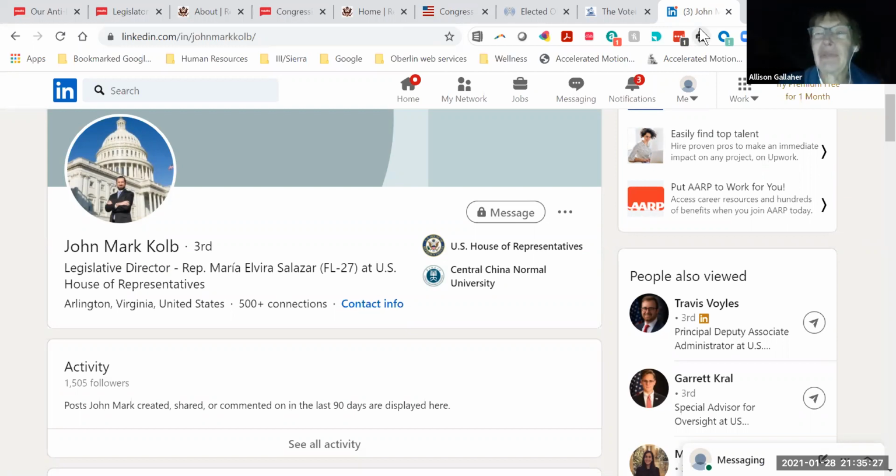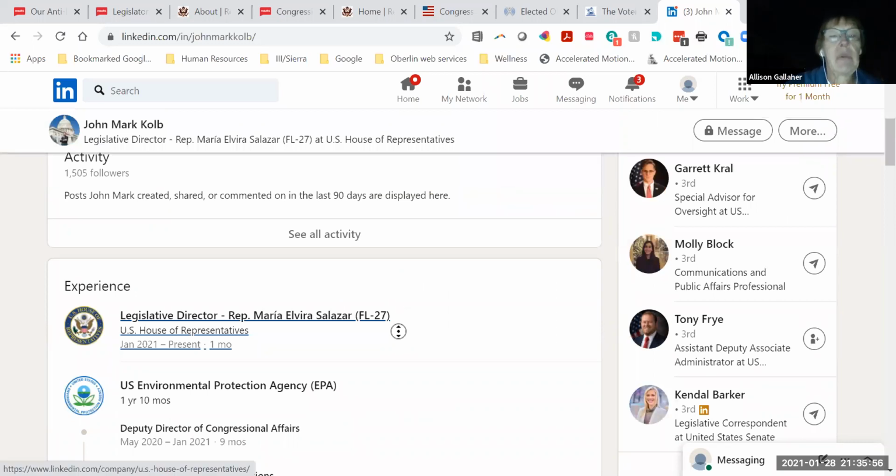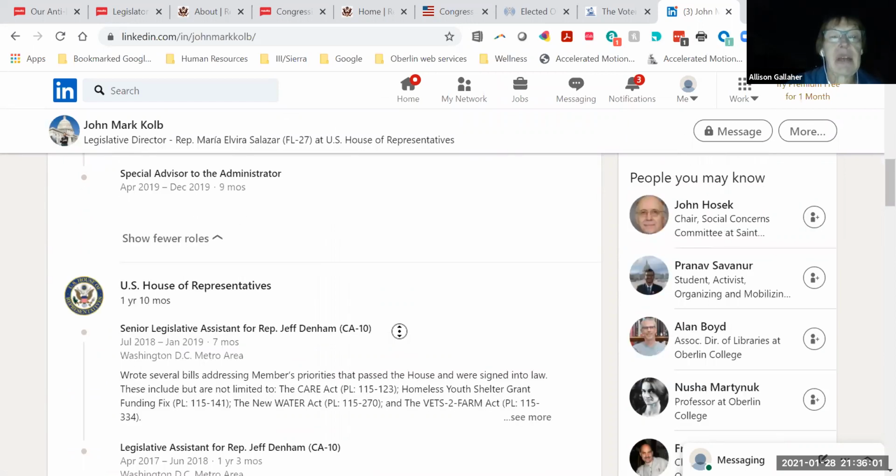So as a little olive branch to the Florida and Georgia people who all had new members of Congress, and so a lot of the demos just weren't going to work for you, I looked up Maria Salazar's legislative director, and it's John Mark Kolb, and John Mark Kolb has a LinkedIn profile. And if you end up having a meeting with him, you'll be able to know a little bit about him. So you'll know where he went, what other jobs he has had, that he immediately came from the EPA, but before that he worked as a legislative assistant for several other members of Congress.